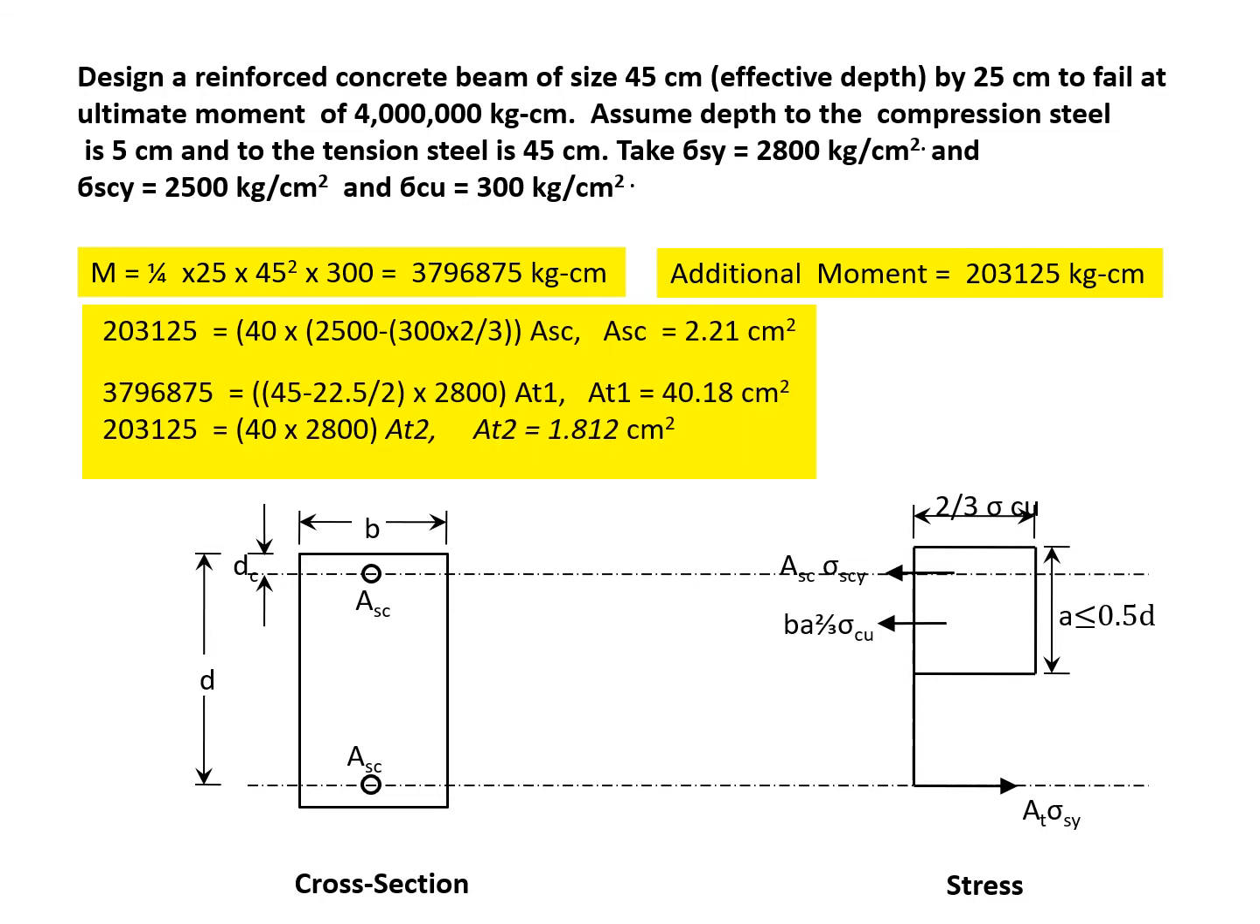So see, how do I find compression steel? I am just equating this moment in the second line, which has now come in. Look at the right hand side. 40 is what? 40 is the distance between the two steels, 45 minus 5. 2500 minus 300 into 2/3 is the effective stress there. 2500 is allowable steel stress and minus the concrete part of it. This multiplied by ASC. So area into stress into that 40 gives the additional moment, and from this you can work out your ASC.